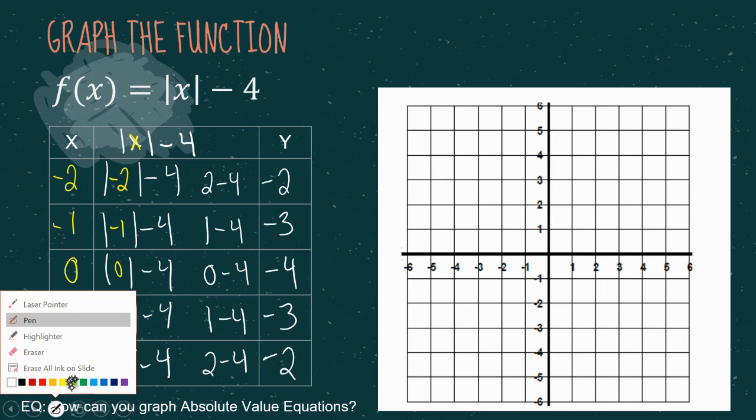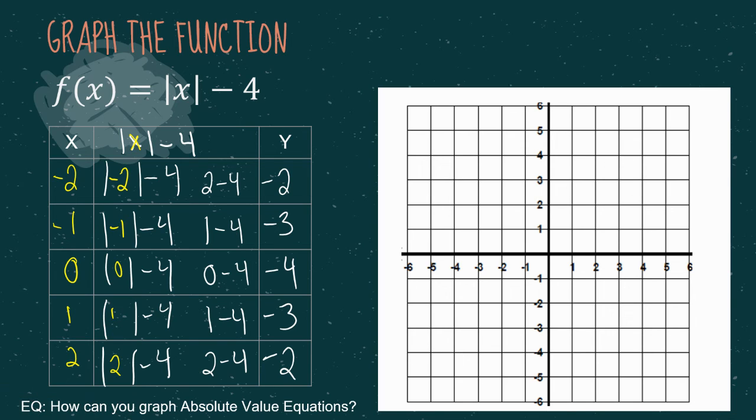And we're going to go ahead and graph that. Let's do it in green this time. So we're going to plot the points, -2, -2, -1, -3, 0, -4, 1, -3, 2, -2. Left 1, down 3. 0, -4. Right 1, down to -3. Right 2, down to -2.